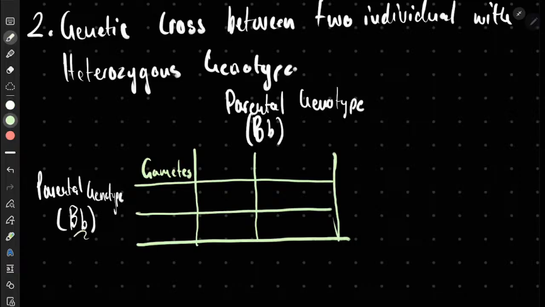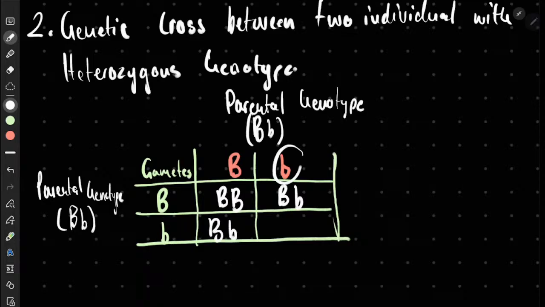So now let's separate the gametes. We have big B and small b, so we put the gametes big B, small b. Then here we have again big B and small b, so we put the gametes big B, small b. Now we start the crossing. Big B meets big B in here, you have big B, big B. Big B meets small b, you have big B, small b. In here, big B meets small b, you have big B, small b. Then small b meets small b at the corner, you have small b, small b. Can you see this?